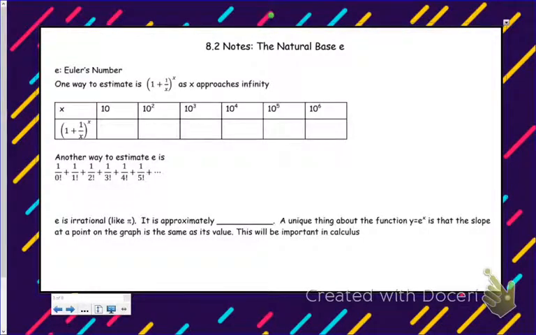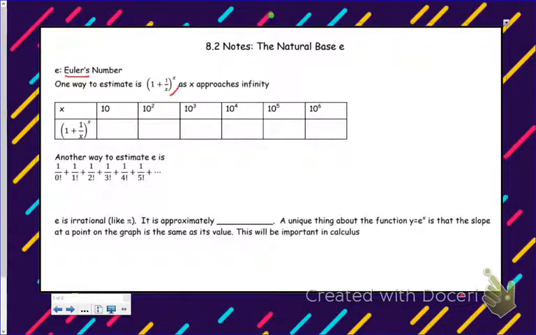Hi guys. So today we're going to look at a specific exponential function, and this is going to be with the base of e. Now e is actually a constant. That letter is actually going to stand for a certain number. That number is referred to as Euler's number. Okay, there's a couple different ways that you can estimate it.